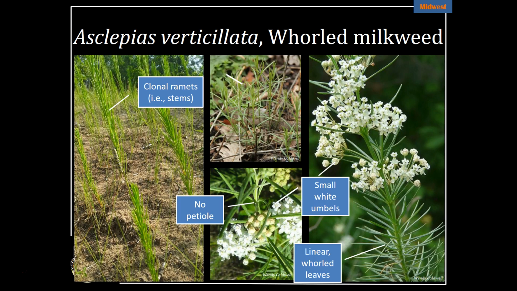See the small grass-like growth of the stems on the left and the middle? If you look closely, you'll see that the leaves are growing in whorls of 3 to 6 around the main stem. The petiole is absent, and the plants have small white umbels.